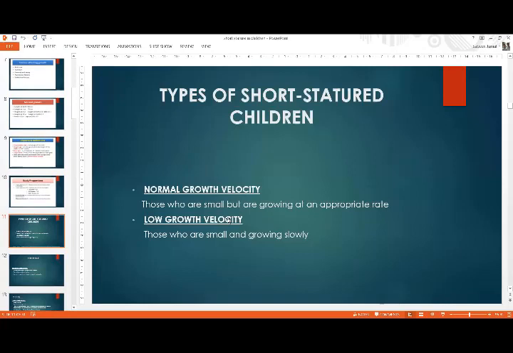Etiologically, we can divide the short statured children into two broad categories: those who have a normal growth velocity and those with low growth velocity. Those who have a normal growth velocity are the children who are small, but they are growing at an appropriate rate, while the children who are small but the growth is slow as well, then they are said to have a low growth velocity.